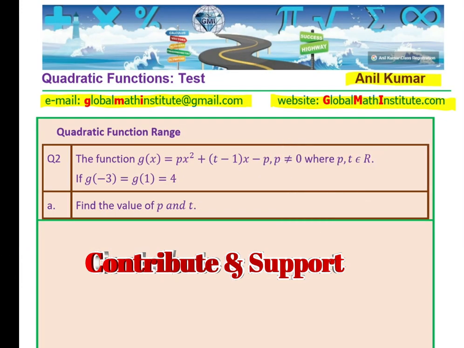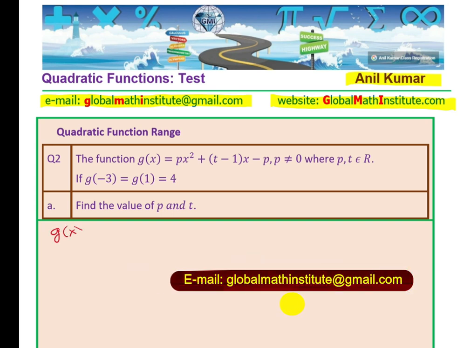Now, let's look into the solution. We are given a quadratic function g of x, which is equal to px squared plus (t minus 1)x minus p, so standard form. We are also given that g of minus 3 is equal to g of 1.